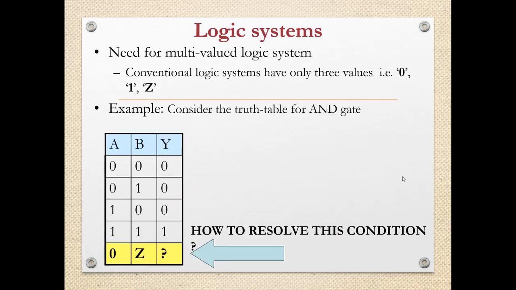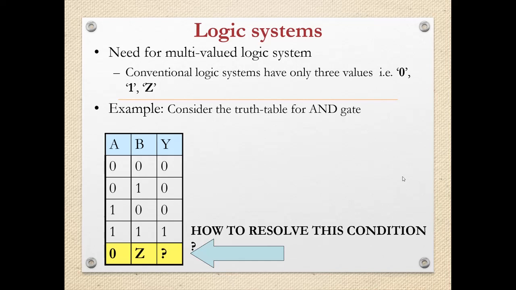Then about the logic system which is used in VHDL. So we need a multi-valued logic system. Conventional logic systems have only 3 values, that is logic 0, logic 1 and Z. What is that Z? Z is nothing but the high impedance state, which is in between logic 0 and logic 1.